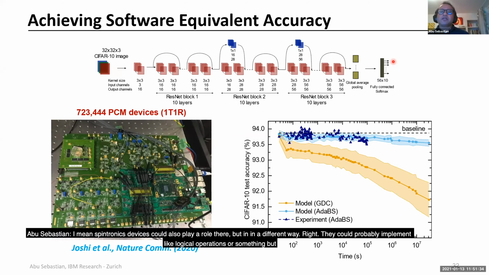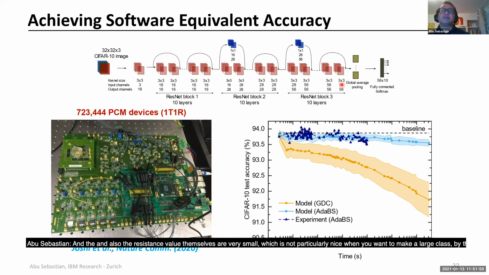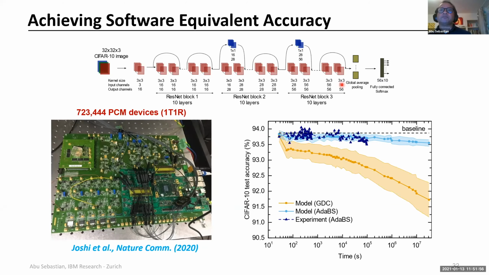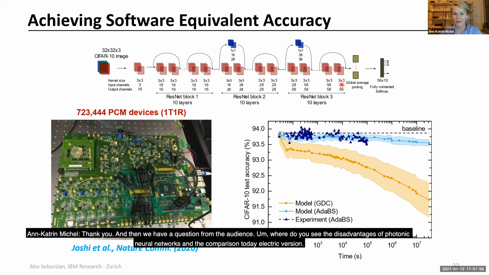I mean, spintronic devices could also play a role there, but in a different way. They could probably implement logical operations or something, but it's a little bit difficult to see how they can have an analog conductance value across a large array because of the small resistance windows that they have. And also the resistance values themselves are very small, which is not particularly nice when you want to make a large crossbar array.